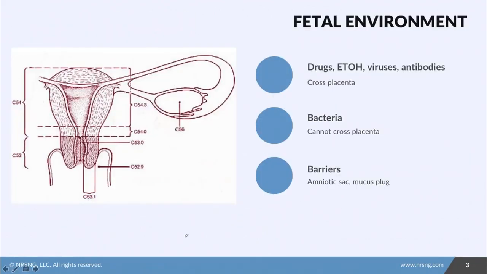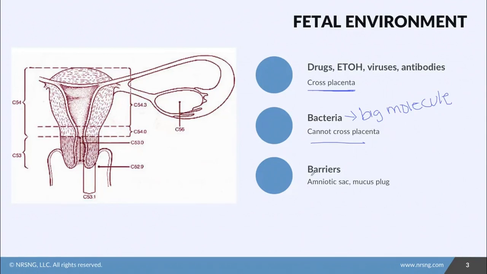All right, our fetal environment. So now that we have the environment developed, let's look at the different things that might be able to invade this safe environment. Drugs, alcohol, viruses, and antibodies can all cross the placenta. Bacteria cannot cross, because it's a big molecule. So it cannot get across that placenta. That's a good thing.